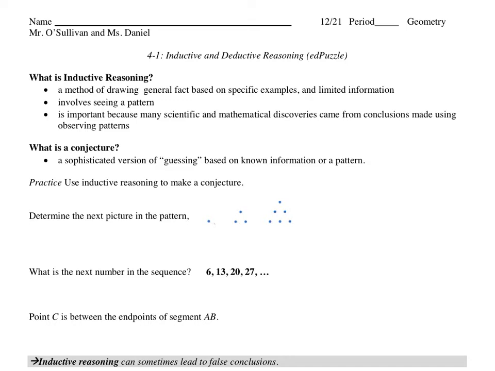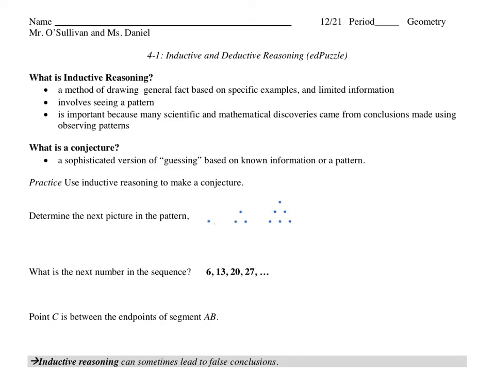It's important because many scientific and mathematical discoveries came from conclusions made by observing patterns. When these patterns were being observed, they weren't 100% sure they were going to work every single time. They just assumed it would, and eventually it did. A conjecture, you might have heard this word in living environment last year, is a sophisticated version of guessing based on known information or a pattern.